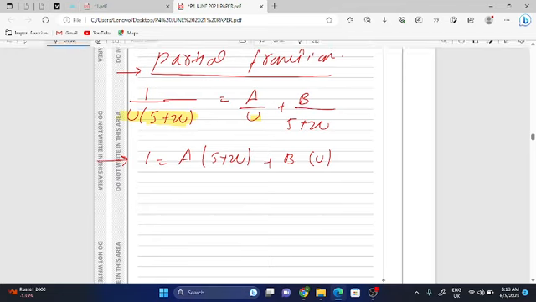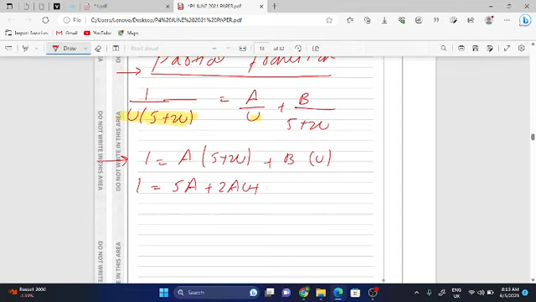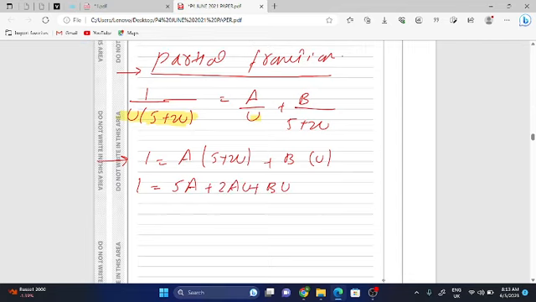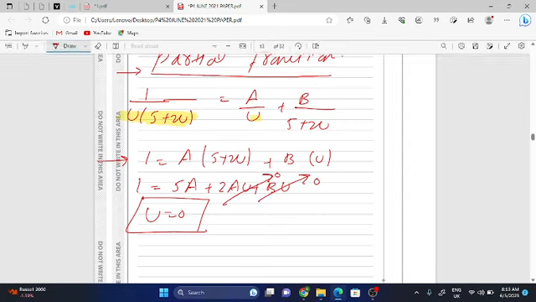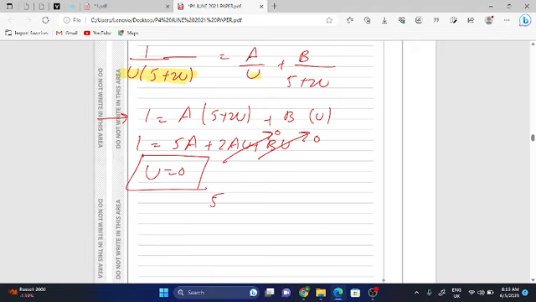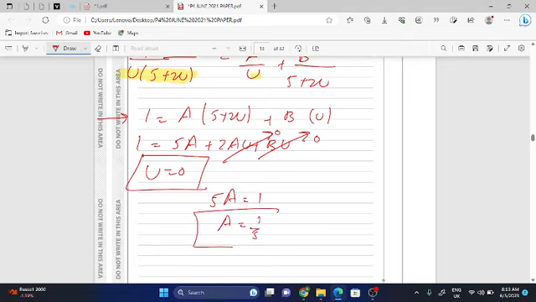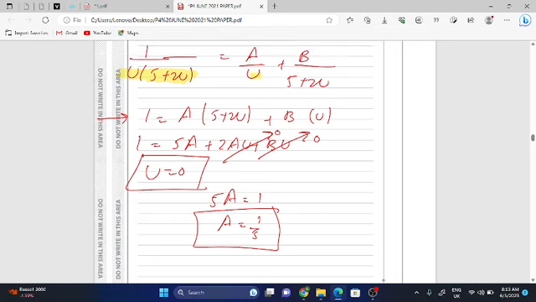So let's compare. 1 is equals to 5a plus 2au plus bu. What can you do next? If you plug u is equals to 0 over here, this term dies out, this term dies out, and only you have 5a is equals to 1. So a would be 1 by 5. Definitely, it would be 1 by 5. So you get the value of a.